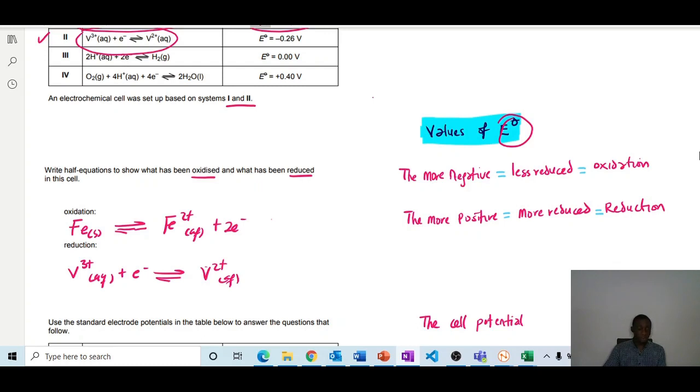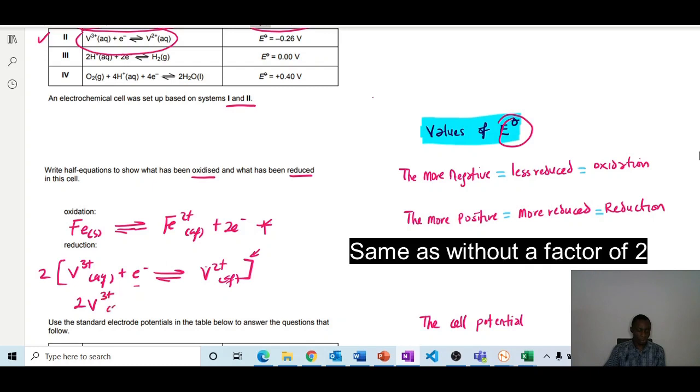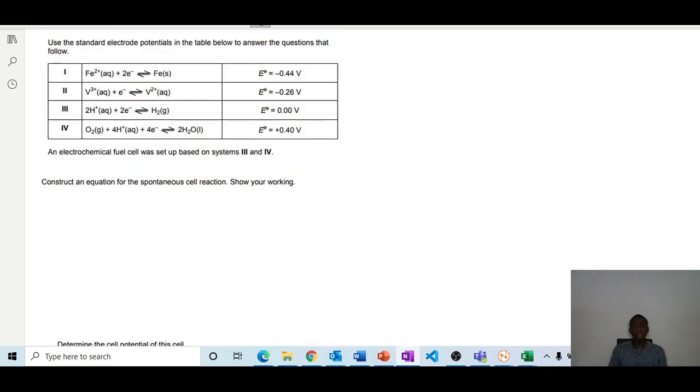Now we have 2 electrons lost here. Definitely 2 electrons are supposed to be gained right down here, but we just have 1 electron gained. So what do we do in that instance? We just have to multiply all through by 2. So we could put a 2 here, multiply all through by 2, and then we're going to have 2V3 plus aqueous plus 2e minus. And we are done. Alright, on to the next question.